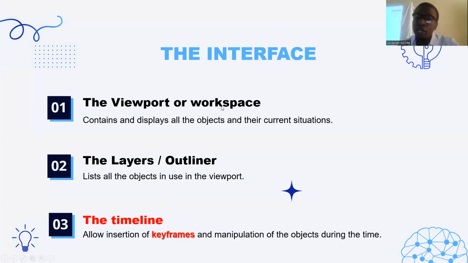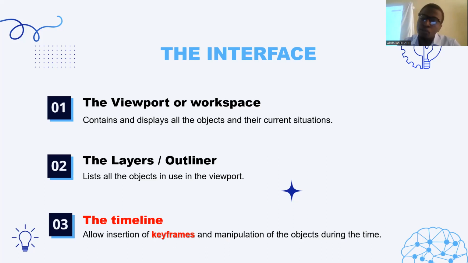So when you open your animation software, no matter which one you open, you always have the viewport, where you already see what will appear at the end. Then you have the layers or the outliner. It is a small list you have usually at the right or at the left of your viewport, where you have a list of all the objects you are actually manipulating in your viewport. And then down, it's always down, you have the timeline.